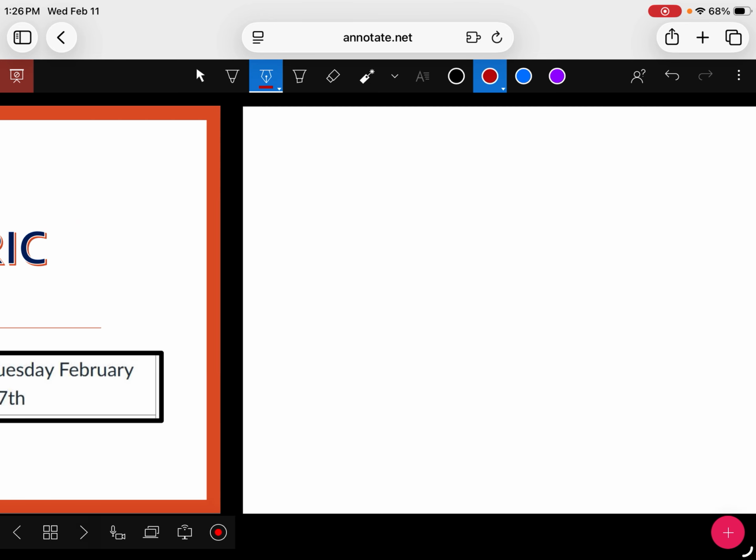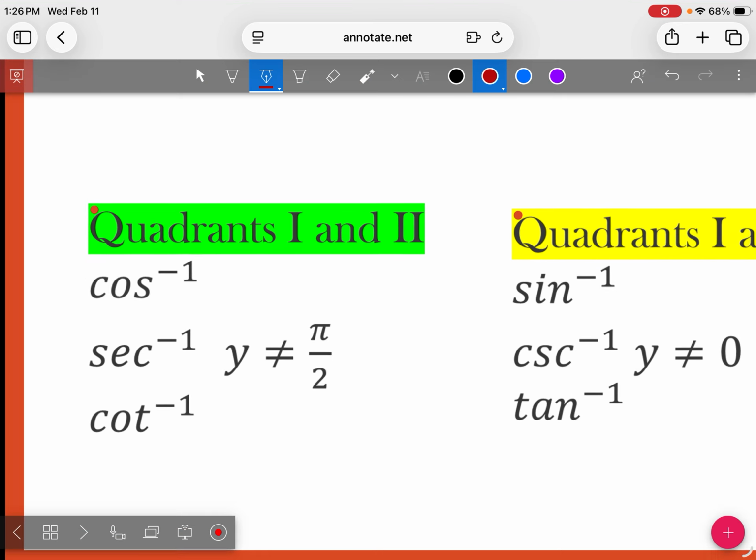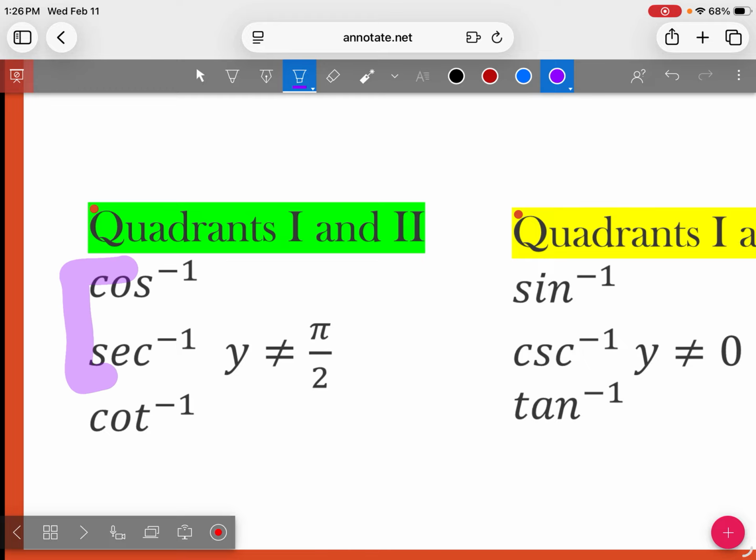All right, so let's go ahead and copy this down really quickly. So quadrants 1 and 2. So notice that cosine and its sister stay together. Sine and her sister stay together. But cotangent, they split. Okay? Cotangent is 1 and 4. Cotangent is 1 and 2.